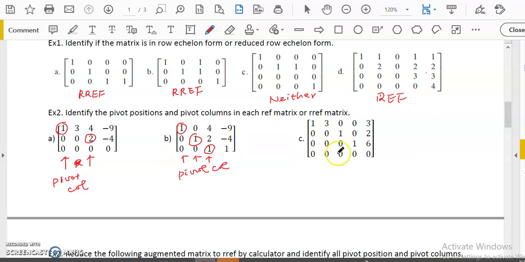This is not okay. And what about this one? This is a prefix, this is a prefix, this is a prefix, and you can see that this is RREF. So these 3 are the prefix columns. We have 3 prefix positions.